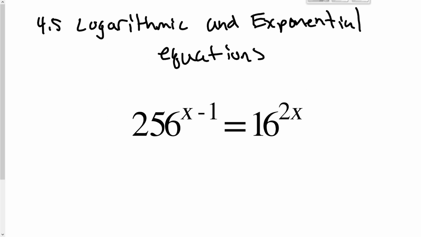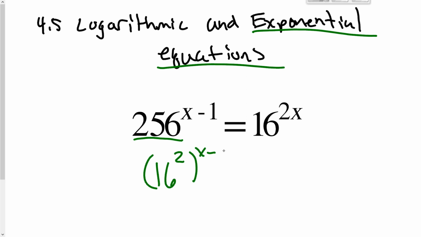When we look at exponential equations, we have already kind of dealt with these before. So here's an example, right? We can rewrite 16 and 256 with the same base, right? Because 256 is 16 squared, and that's raised to x minus 1.